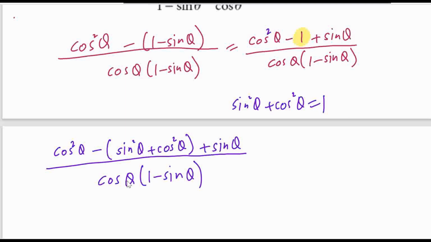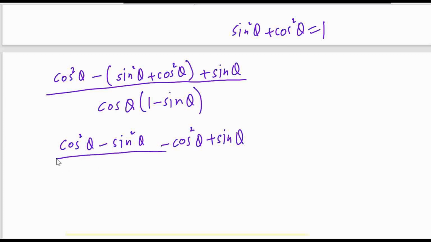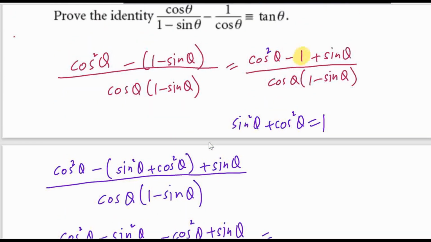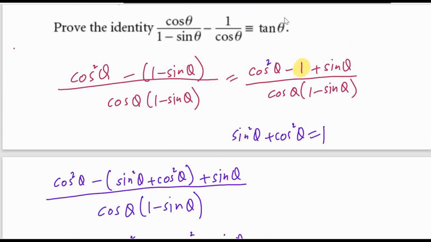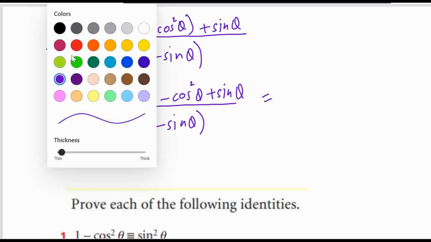Now if we further rearrange it, we can simplify it like cos square theta minus sine square theta, and then again this will be minus cos square theta plus sin theta whole divided by cos theta 1 minus sin theta. Along with this, we have to keep looking at the right hand side, because the right hand side has tan theta, which means that we need sin theta in the numerator and cos theta in the denominator. That is why we are trying to somehow remove cos from the numerator, and finally we have removed cos.